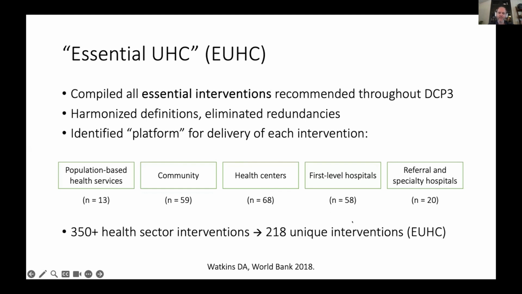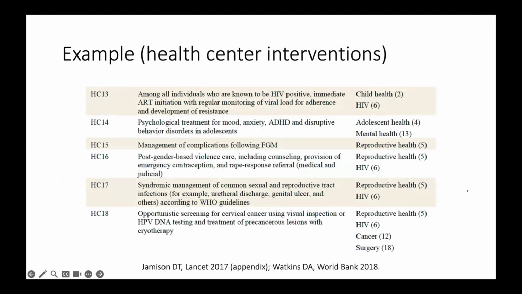And so we went from about 350 unique different interventions throughout those volumes to 218 unique interventions, which we called a Model Essential Universal Health Coverage Benefits Package, or EUHC for short. This just shows a screenshot of a few of the interventions within the health center platform or cluster of about 60 or 70 interventions. You can see it's everything from HIV treatment to mental health to reproductive health, and so on and so forth.